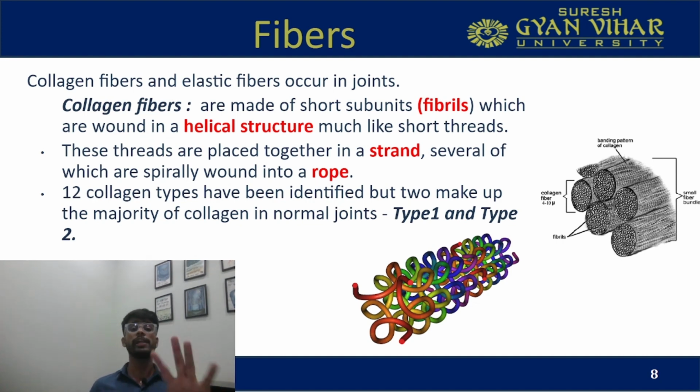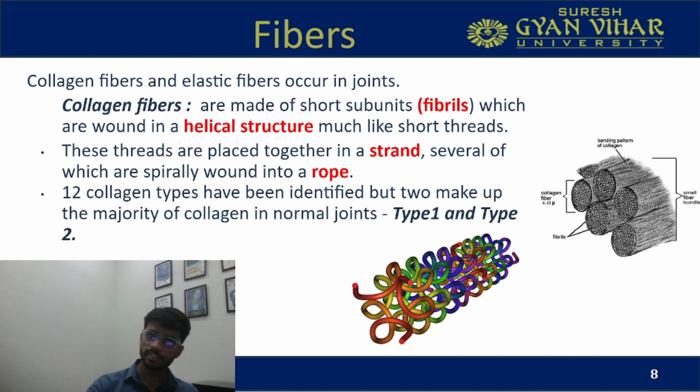There are 12 types of collagen fibers which are identified in the body, but the majority of the collagen in normal joints is of only two types. They can either be type 1 or type 2.